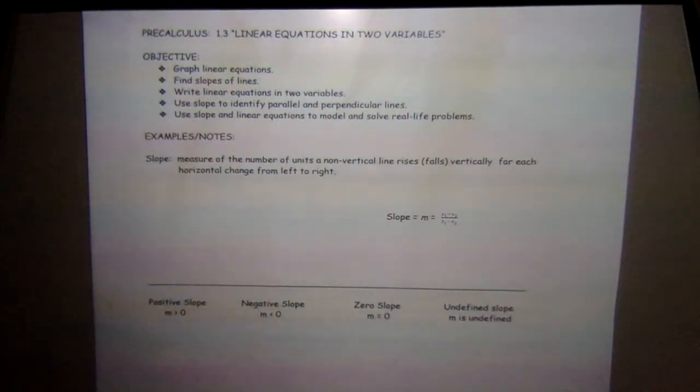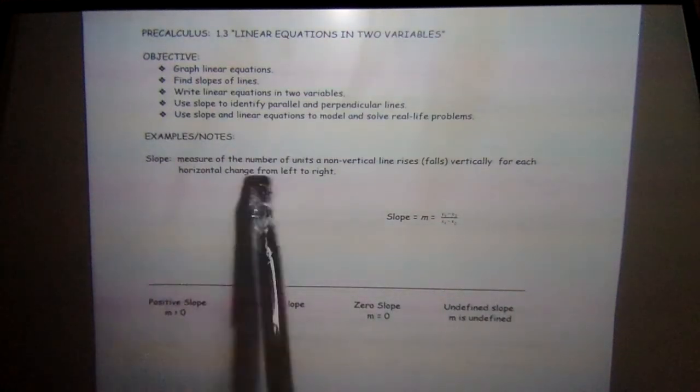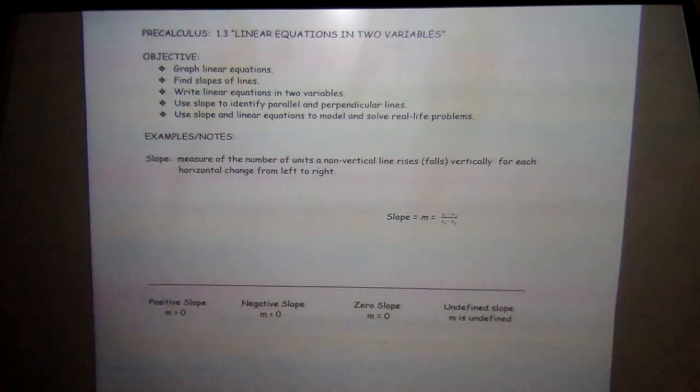All right, we're going to look at linear equations in 1-3. And so let's look at slope. Slope measures the number of units a non-vertical line rises and falls.